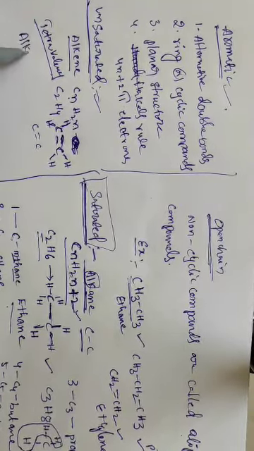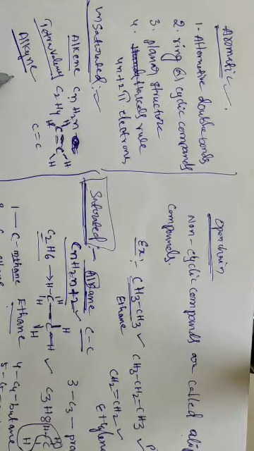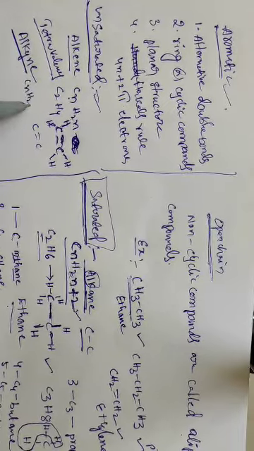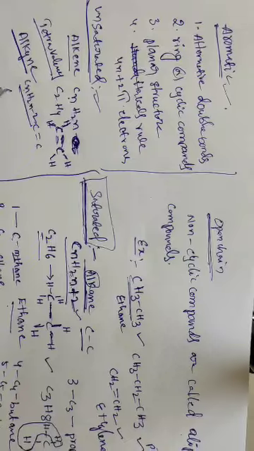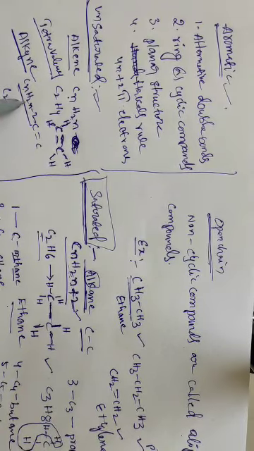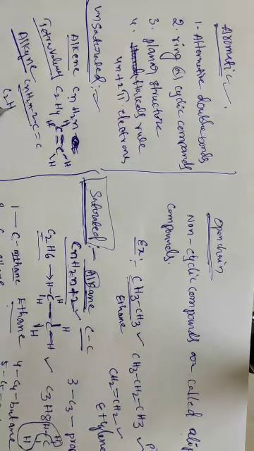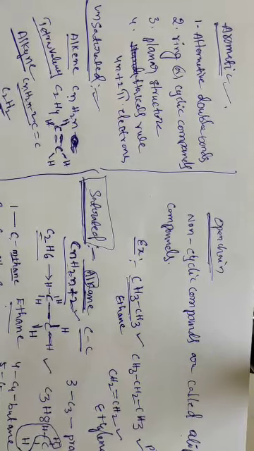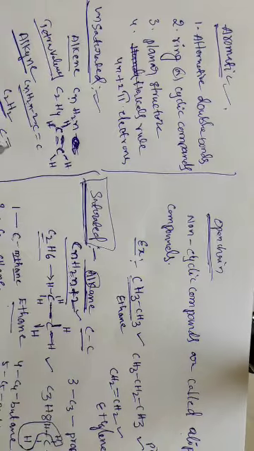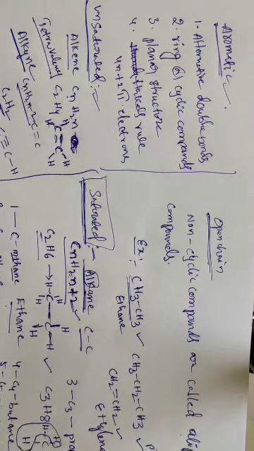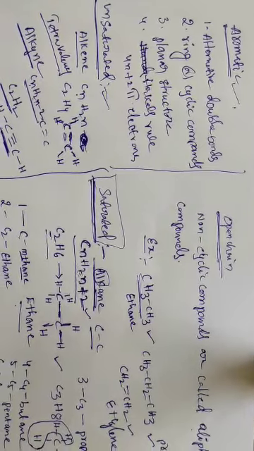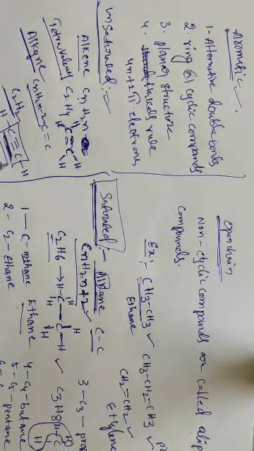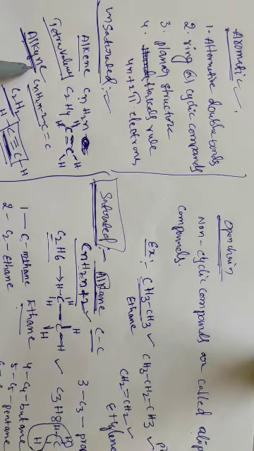Now alkyne. The formula is CnH2n minus 2. In this formula, instead of n you can apply 2: C2, H 2 into 2, 4, 4 minus 2, 2. C2H2. This is the alkyne. How? Carbon valency is 4, only 1 hydrogen is there for each carbon. Now 3 bonds are there between the 2 carbons. So this is alkyne, yne.